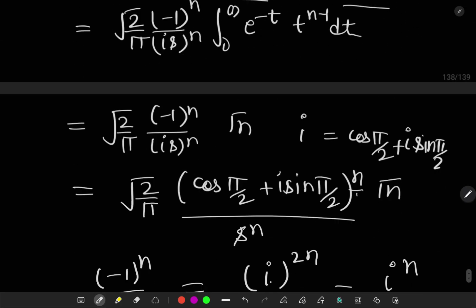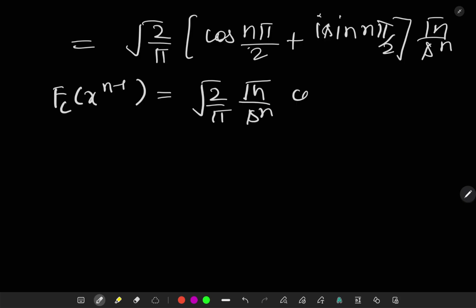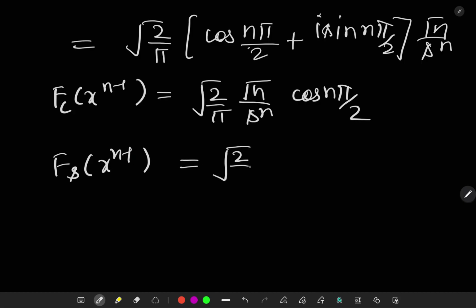Comparing both sides, we get the Fourier cosine transform of x raised to power n minus 1 equals to this term, and the Fourier sine transform of x raised to power n minus 1 equals to this, x raised to power n sine n pi by 2.